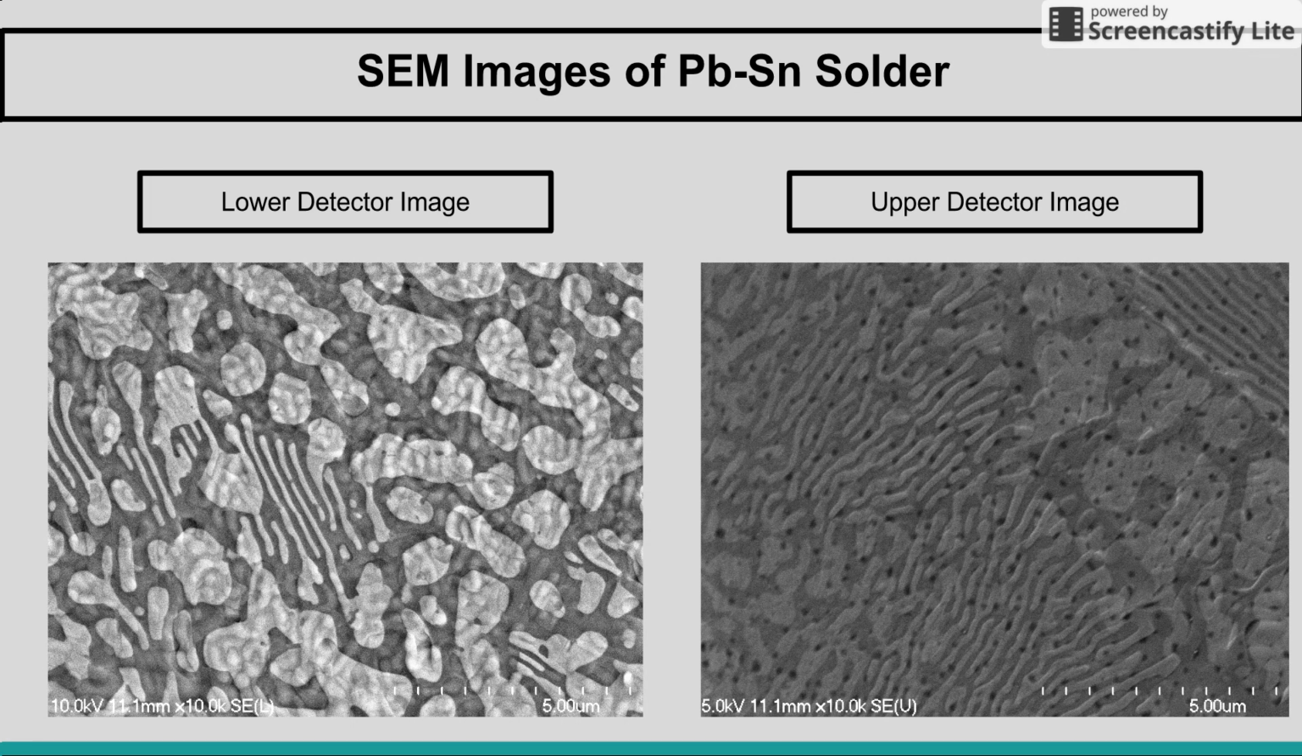As seen in the image, one can tell that the lighter regions in the lower detector image are composed of lead, and the darker regions are composed of tin, because lead has a higher atomic weight. In both images, the solder can be observed to have a characteristic eutectic structure. This type of structure is typical for solders used in electronic applications.